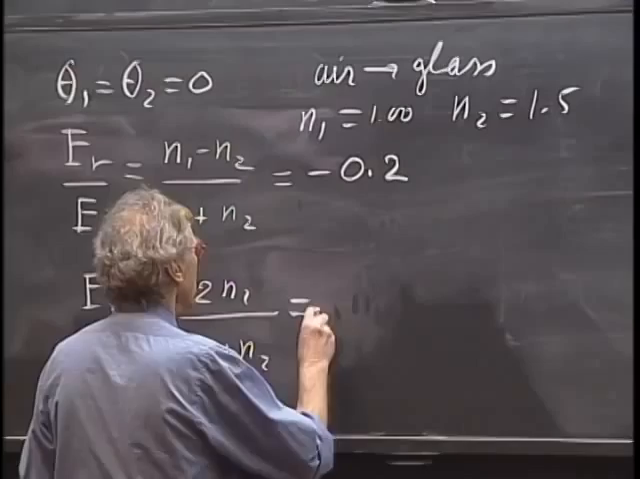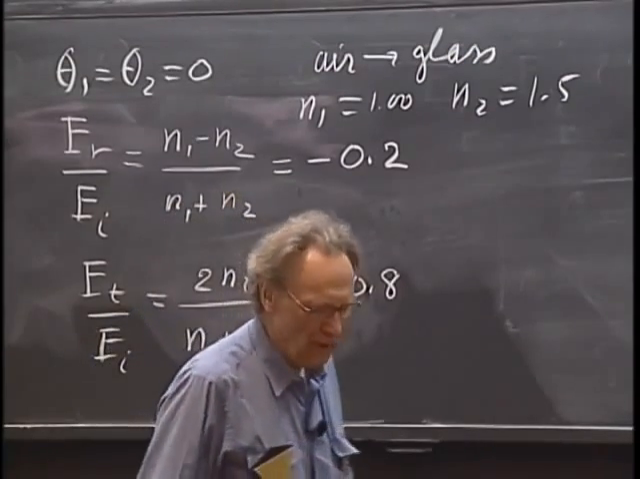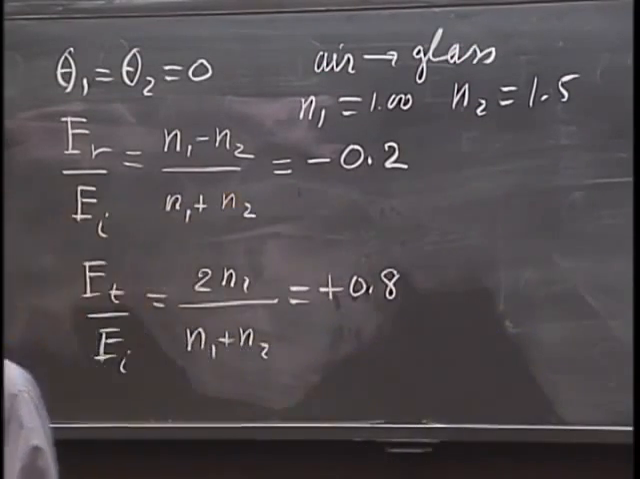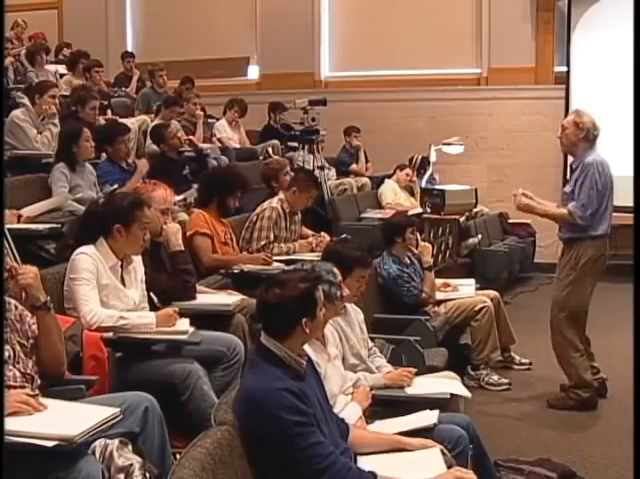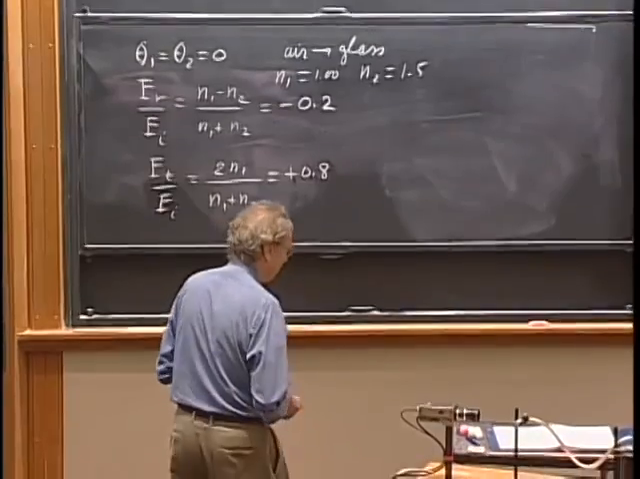And this is plus 0.8. So there is no phase flip in going from medium 1 to medium 2. Of course not. That was the same with a string. If you have a string which is connected to another string, if the junction goes up, then the wave that goes into the second medium also goes up. There is no way that it could go down, remember? It is the reflected one that can change phase, but not the transmitted one. So that's not too surprising, by the way.